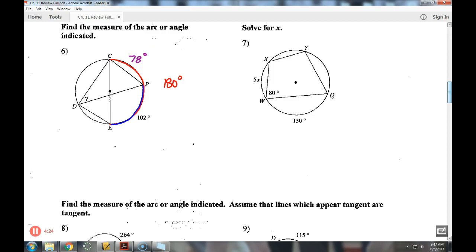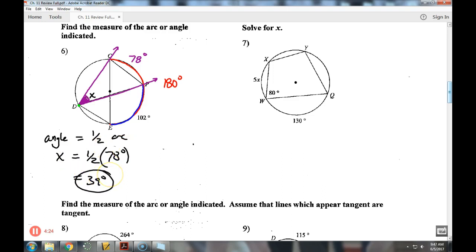And why I needed that arc is because to find out how much this angle is, remember this angle made that arc. This angle controls CP because right there is where it gets cut off. And we had a rule that if the vertex is on the circle, then the angle is 1/2 the arc. All right, angle is half the arc. So we'll just call the angle X. The angle is 1/2 of 78 degrees. So 39 degrees would be the answer to this problem.